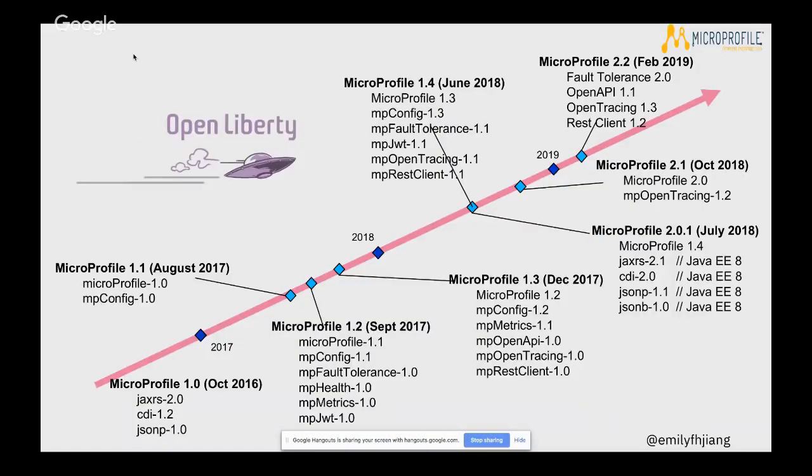This is the release pattern. Since October 2016, we have had many releases. Each year we have sometimes 3, sometimes 2 releases. The latest release is MicroProfile 2.2, released last month, February. It has Fault Tolerance, Open API 1.1, Open Tracing 1.3, and REST Client 1.2. And in the next half an hour or 20 minutes or so, I will go through what's in there in detail.